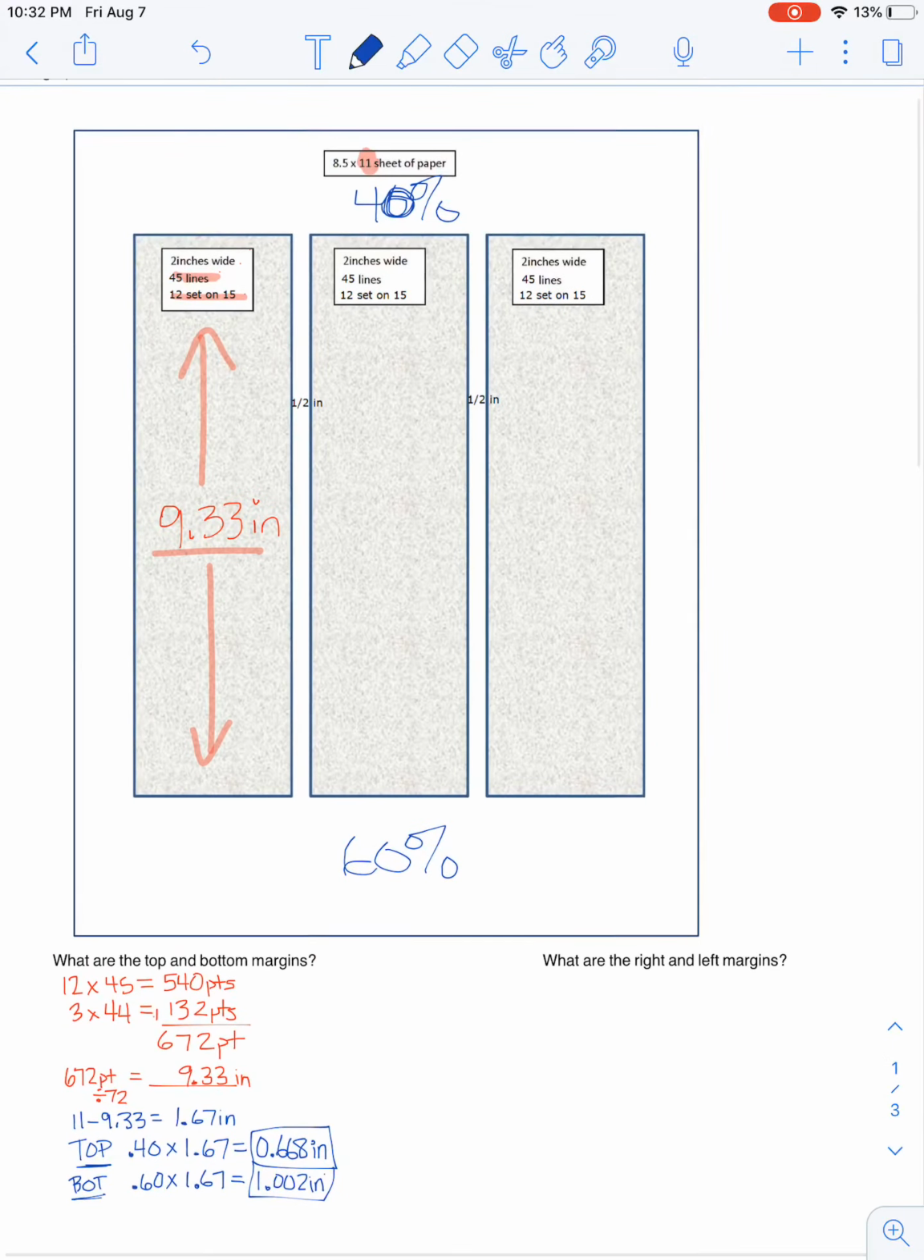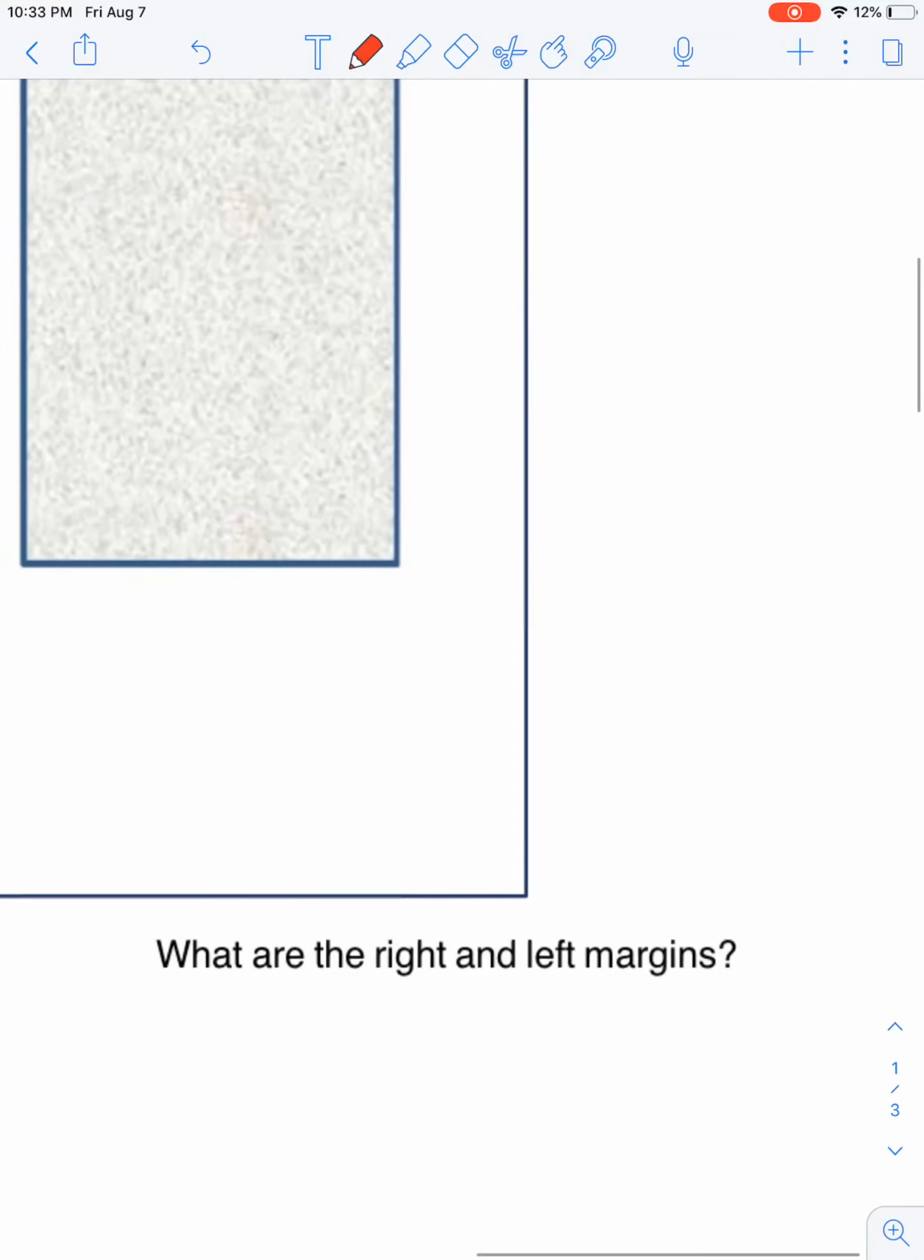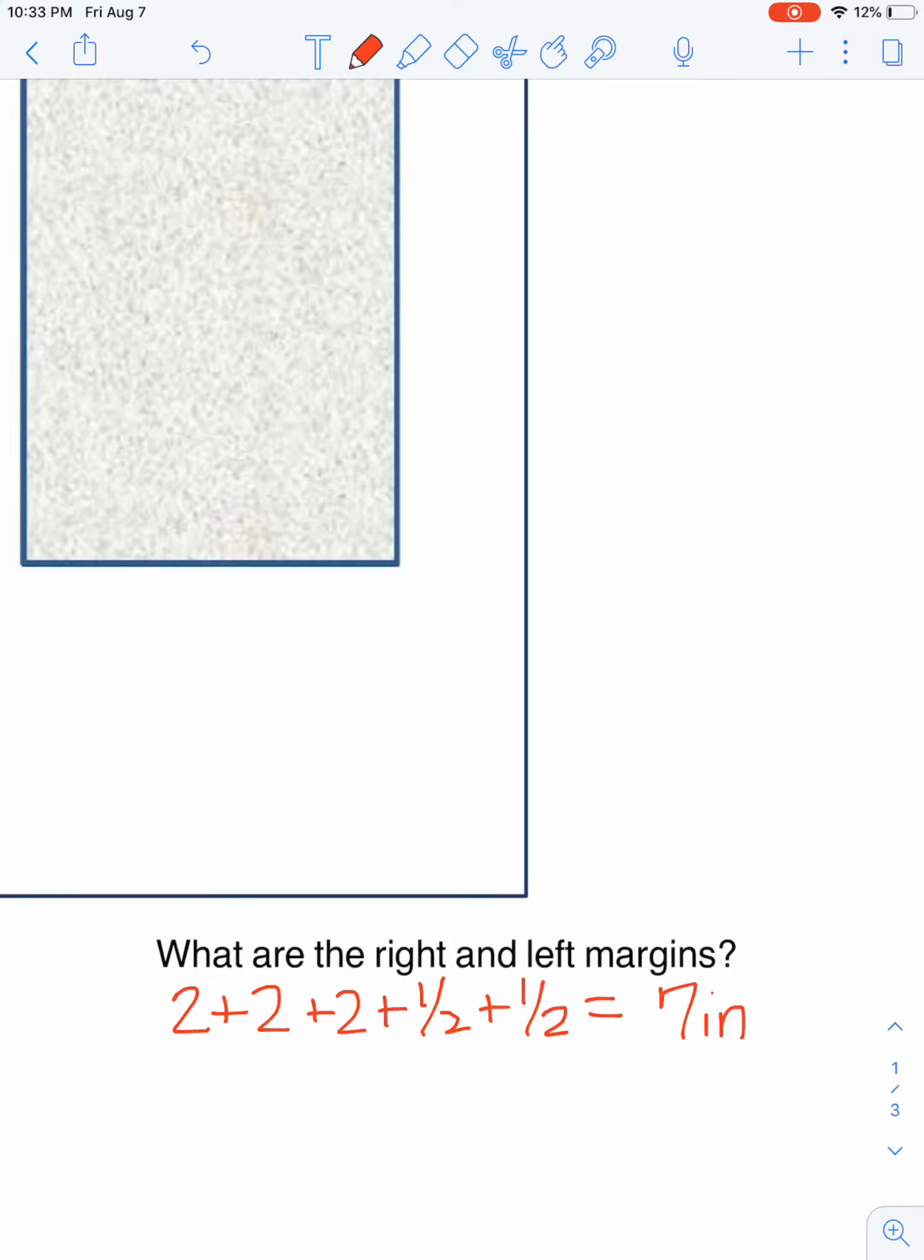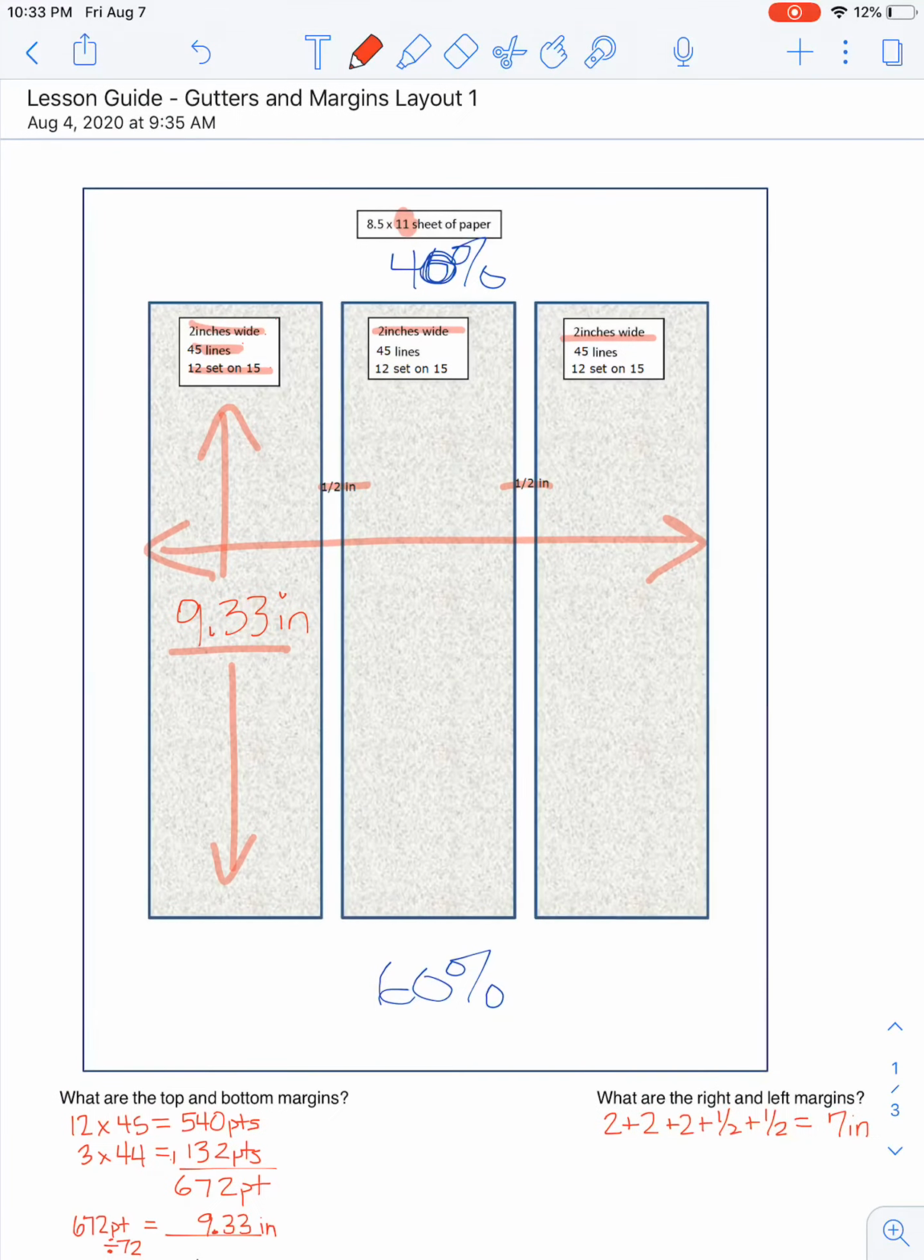Alright, so to do the right and left margins, we have to think horizontally about the amount of space that is used. Each column is 2 inches wide, and we have these gutters that are 1/2 inch. So total being used, we have 3 columns that are 2 inches wide, and we have 1/2 inch gutters, and if we add those all together, we get 7 inches of used space.